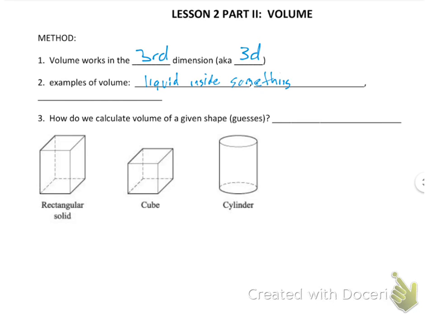Guys, how do we calculate volume of the shapes below? The first two are probably pretty easy. What's the volume of those? Length times width times height. That's a rectangular solid. Guess what a cube is? Same thing. It's a rectangular solid, not a rectangle, it's just a square solid. So again, this one is length times width times height.